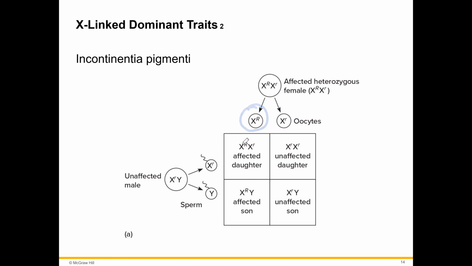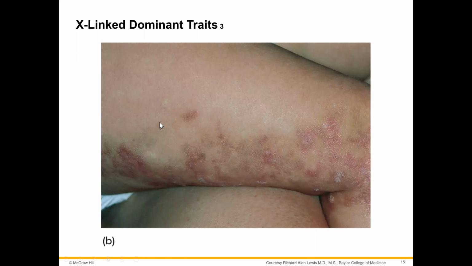Now when we build our Punnett square, this will be our affected daughter. This is going to be an affected son, and this is going to be an unaffected daughter and an unaffected son. So we can see that with dominant traits, for a daughter to be affected, just one dominant allele is enough to have this disorder.